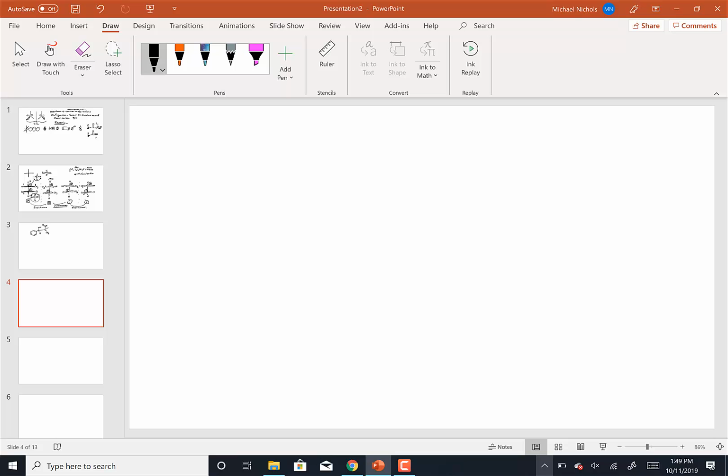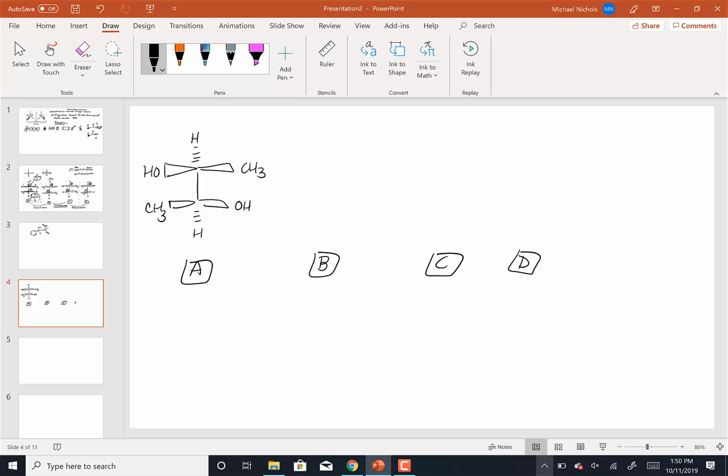Here's what I would like you to do for Monday. We'll call this practice, or we'll call this graded problem. I would like you to take this molecule A, and it has two chiral centers. I would like you to write molecules B and C and D like we did before.